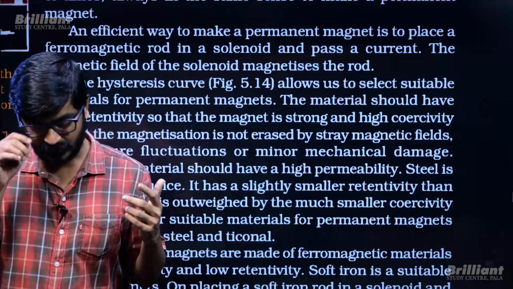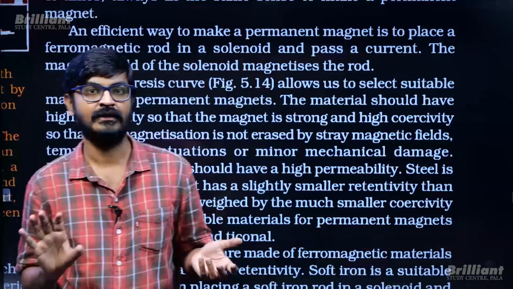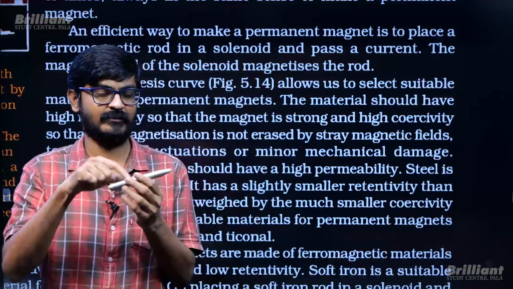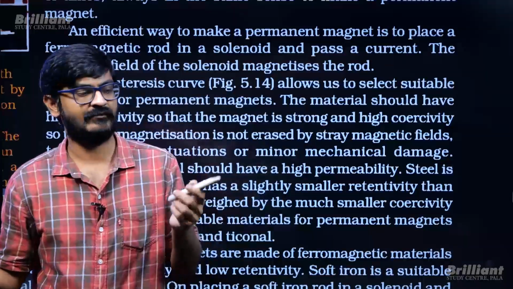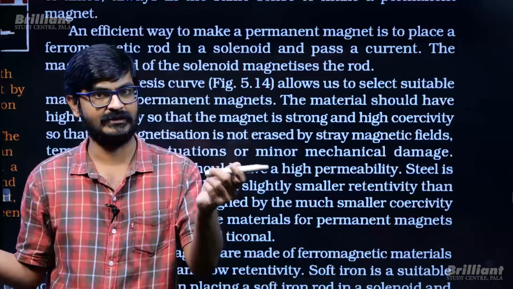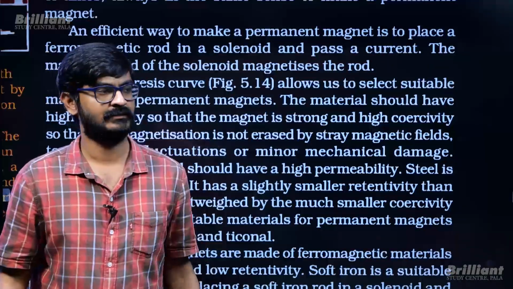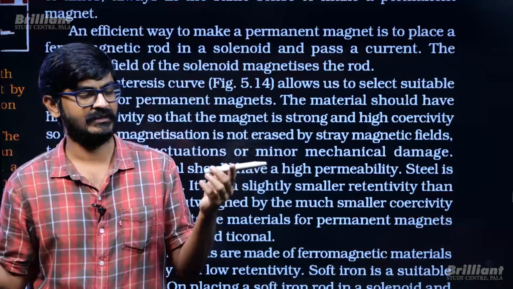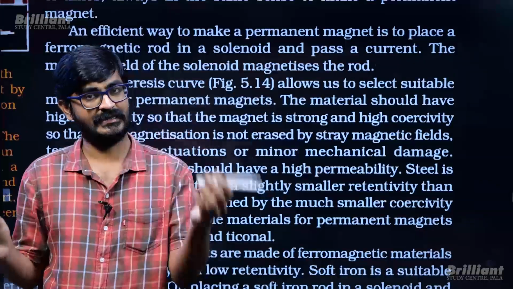So we'll talk about high retentivity and high coercivity. Basically, when you keep some ferromagnetic material and pass current, an extra magnetic field must be created by this. And when you remove the external magnetic field also, still it must behave like a magnet only. That's the main aim of a permanent magnet, right? It must behave like a magnet even when you remove the applied magnetic field, right? So when you pass current, domains are going to align. Even when you remove it, it must stay as a magnet.